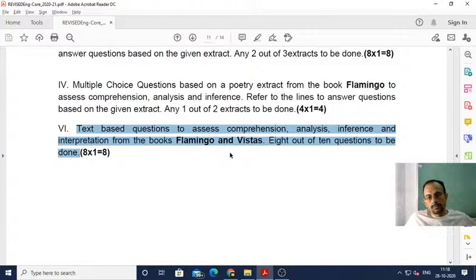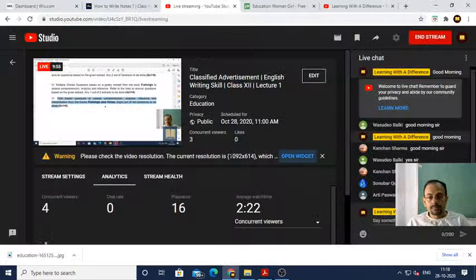Here you can see there will again be 8 short type questions. This is not multiple choice questions, my dear. This is a very short type of question. The answer can be in 1 word or 2 words, or at the most in 1 sentence only, not more than 1 sentence.